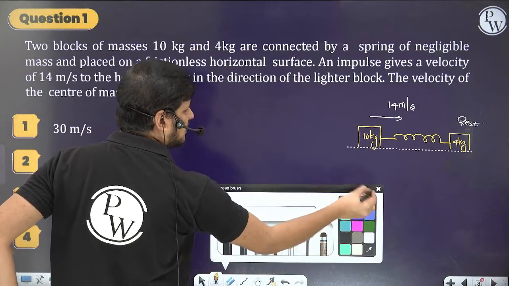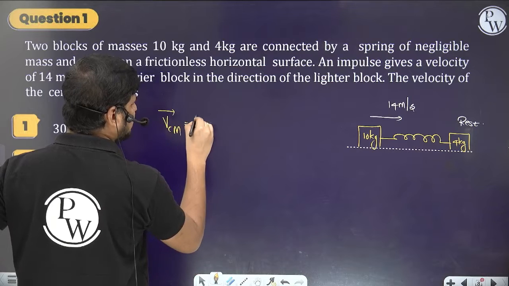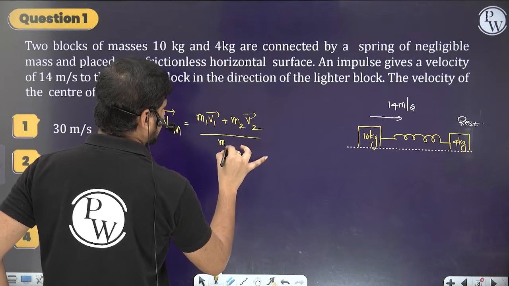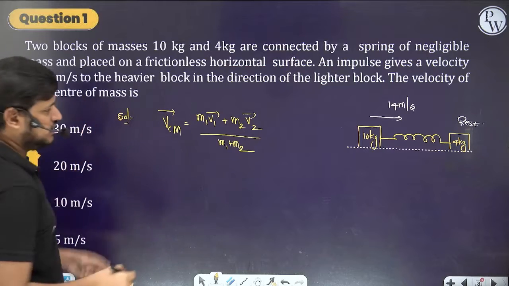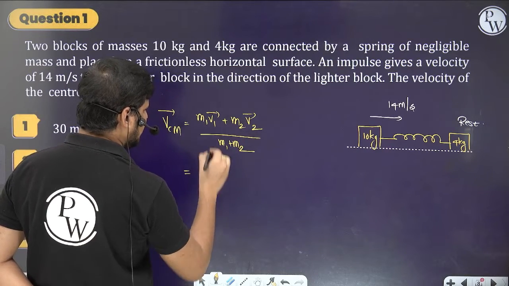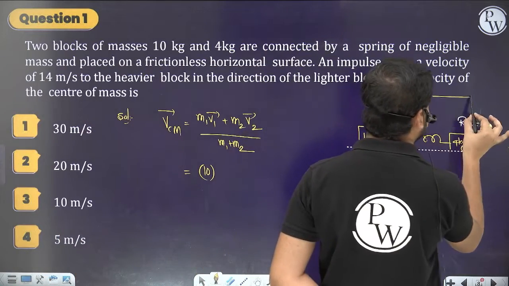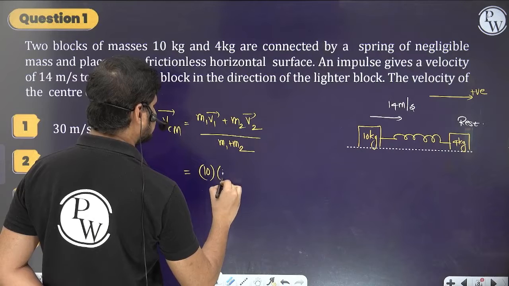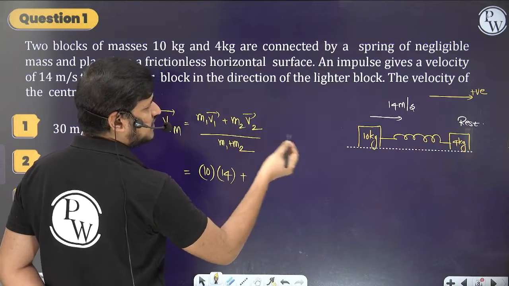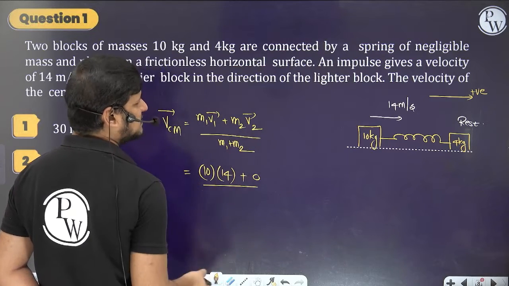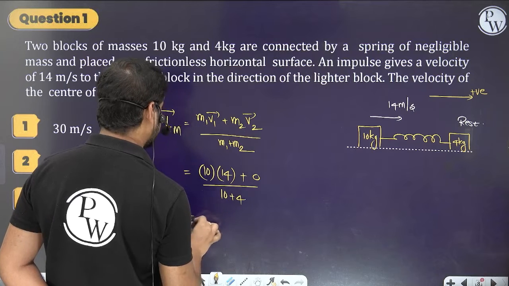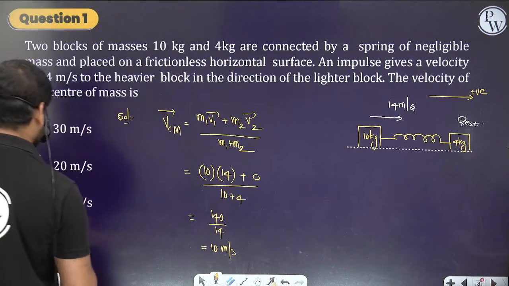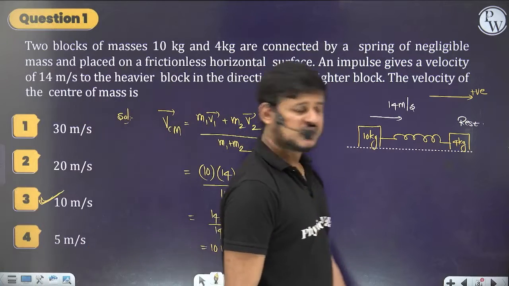So we need the velocity of the center of mass. Directly apply the formula. You know that the velocity of center of mass will be equal to m1v1 plus m2v2 by m1 plus m2, as only two blocks are there. Mass of the first block is 10 kg into the velocity of the first one. I am considering the right side direction as positive and opposite to that negative. So m1 is 10 kg and v1 is 14, plus m2 into v2, which is 0, by m1 plus m2, which is 10 plus 4. So this is 140 by 14, which is nothing but 10 meter per second, the velocity of center of mass. Option 3 is the correct one. Clear? Understood, guys?